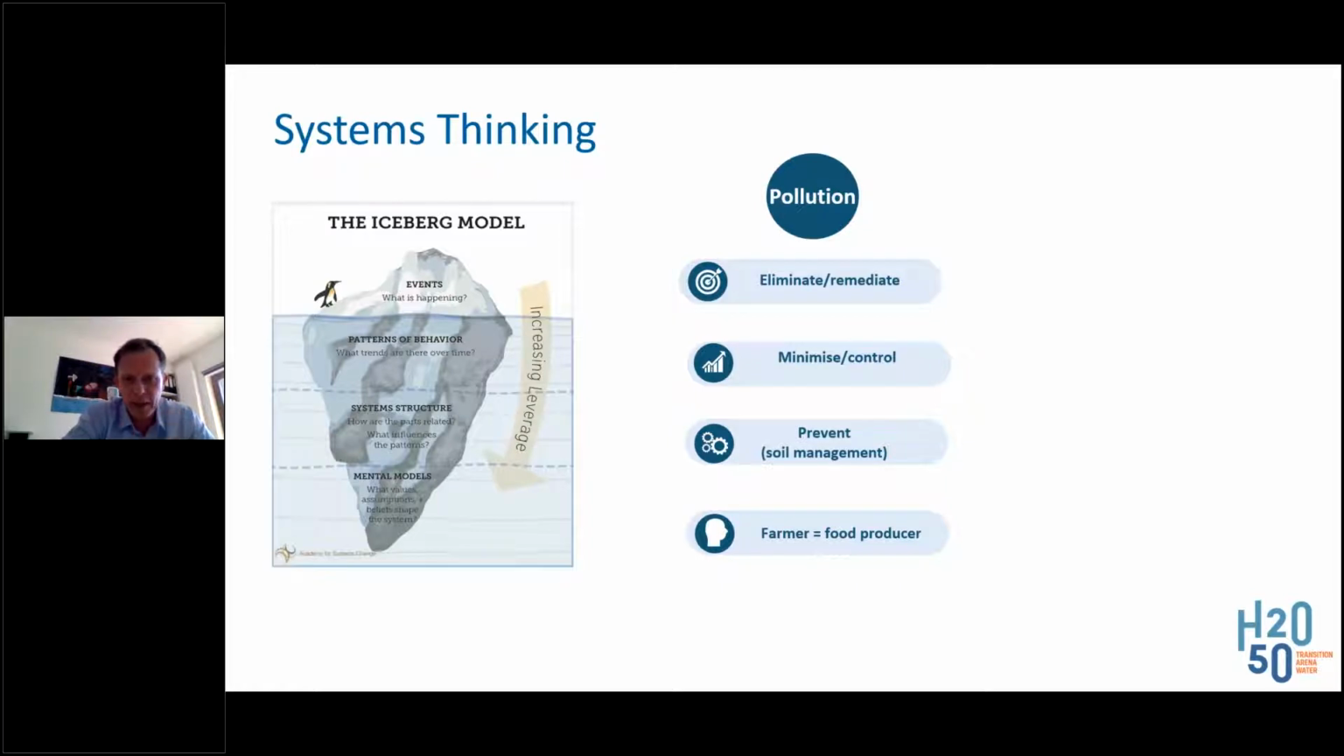And for example, in the explanation of the example of soil management, it's the belief or the opinion that the farmer is only there to produce food, while he has a very good knowledge of the soil and can manage it in a very good way to meet our societal demands and our climate challenges. So maybe in the future, a farmer should not only be a food producer.